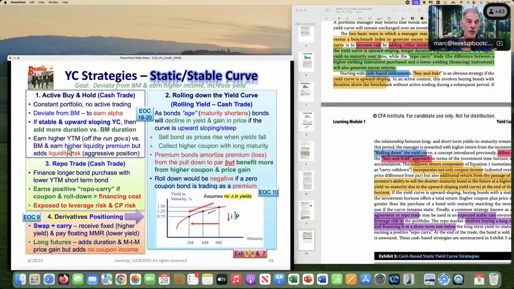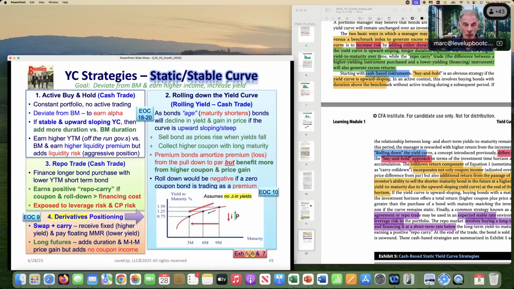And because it's longer down the maturity spectrum, I'm also earning a possible higher liquidity premium. But because it's a longer maturity bond, I might face a little liquidity risk. Shorter term bonds are much more liquid than longer term bonds, but I earn the liquidity premium and the maturity premium.